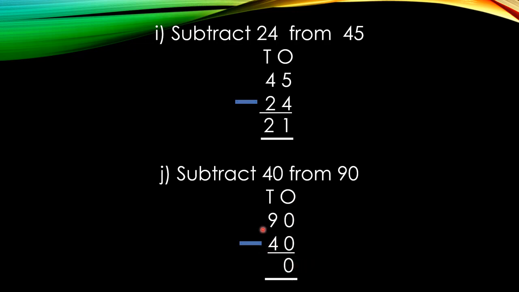9 minus 4. So keep 9 in your mind and open your 4 fingers. Now we have to do backward counting. So let's start: 8, 7, 6, 5. So we will write 5 here in the tens place column. So our answer is 50.